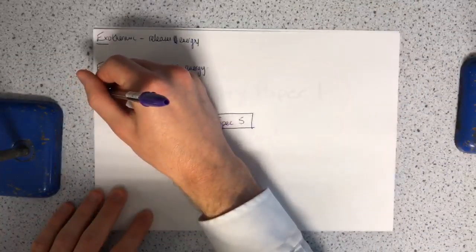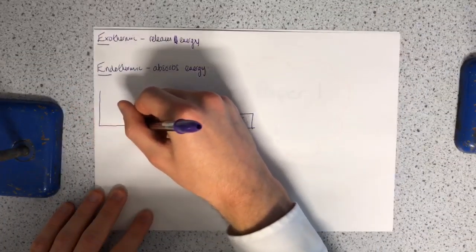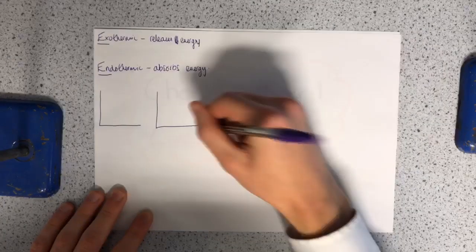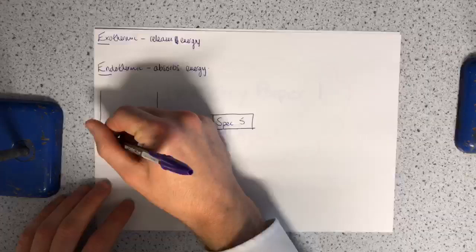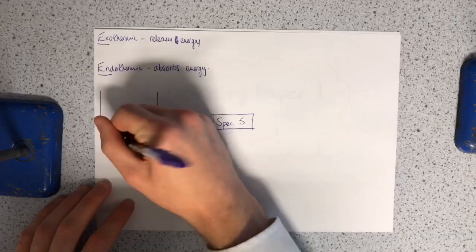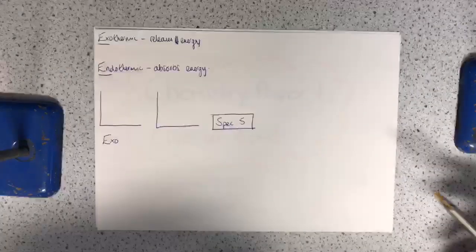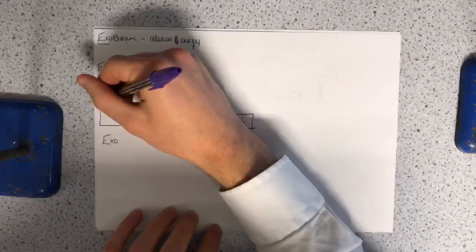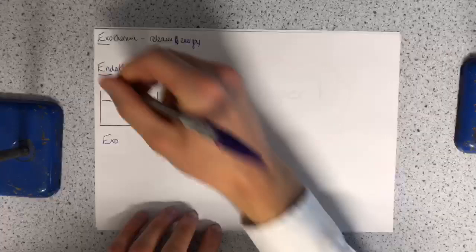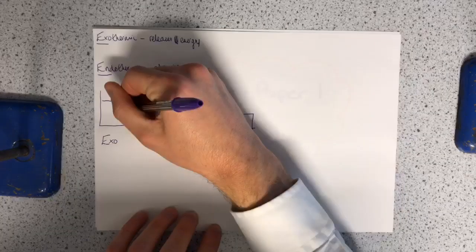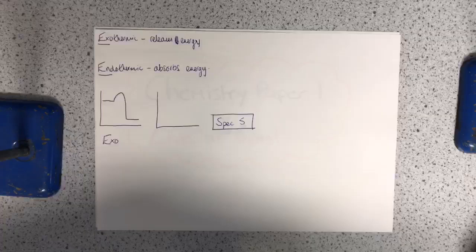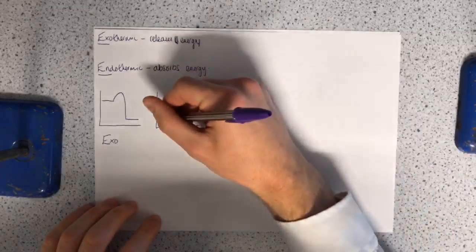Now, I'm going to draw two sets of axes and put on some information onto each one. So first I'm going to draw exothermic. Now, exothermic's releasing energy to the surroundings. So what's going to happen is you're going to find that you start off up here with your reactants. You have a little bit of activation energy, and as you can see, the energy decreases on the diagram. For endothermic, it's the opposite.